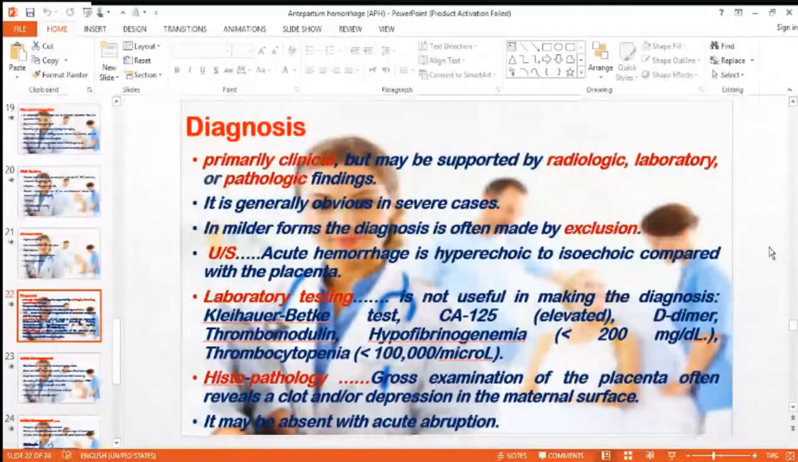D-dimer, you surely know, if it rises it means there is a thrombus somewhere in the body. So it is a non-specific test, but we can use it to diagnose if the patient had chronic abruption. Also histopathology: sometimes we want to diagnose why the fetal death occurred. Sometimes after delivery of the baby, with fetal heart negative, we want to estimate the cause of death, and we can send the placenta for gross examination to confirm whether there was a placental abruption previously or not.